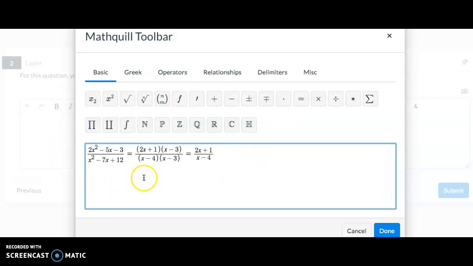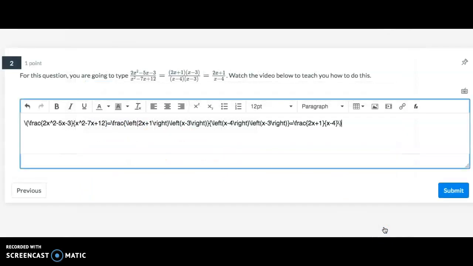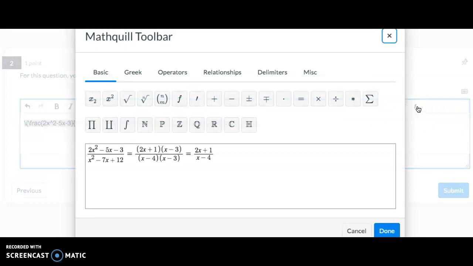We did the whole problem, and when you submit it, it will look like this for your teacher. The problem, the work, and then the final answer. When I click done, remember it codes it. It's going to make it look pretty crazy. But if you highlight the whole thing and click f of x again, it's going to show you everything you just typed in.